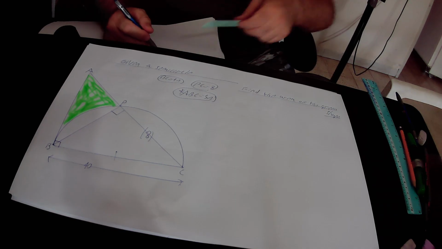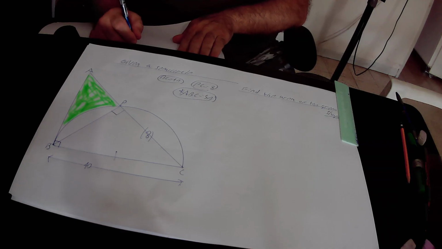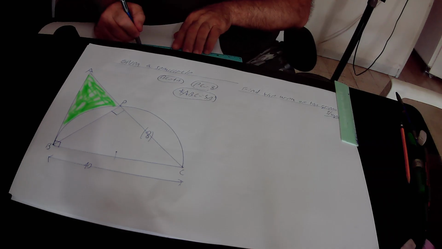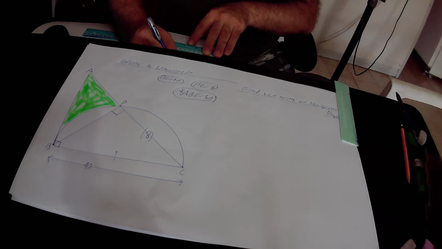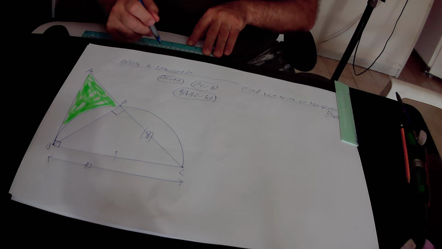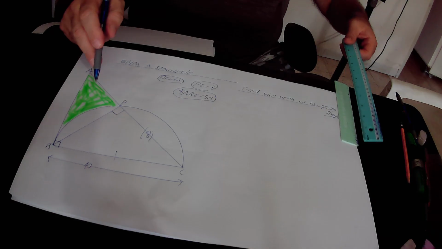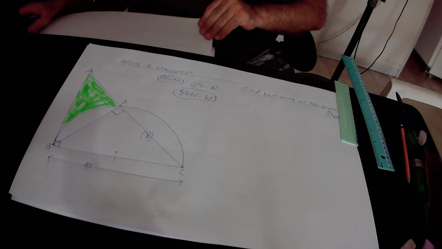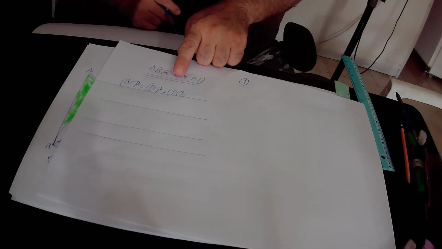The hypotenuse of the right angle triangle BPC is BC, and therefore the square of the hypotenuse is BC square, and BC square must be equal to PB square plus PC square. Which again, according to the Pythagoras theorem, in this right angle triangle BPC, BC square equals PB square plus PC square.